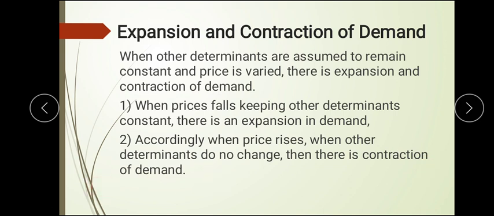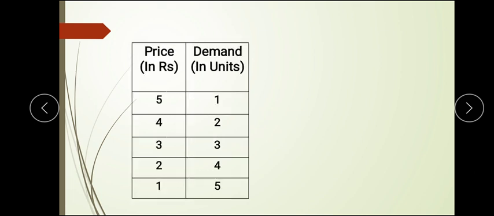So this is what the law of demand is all about. When a price increases, the demand decreases, and when a price falls, demand increases. Let us understand this with the help of a schedule and a chart again. Price in rupees and demand in units is given. Here the price goes 5, 4, 3, 2, 1, so there is a reduction in price, and demand goes 1, 2, 3, 4, 5.